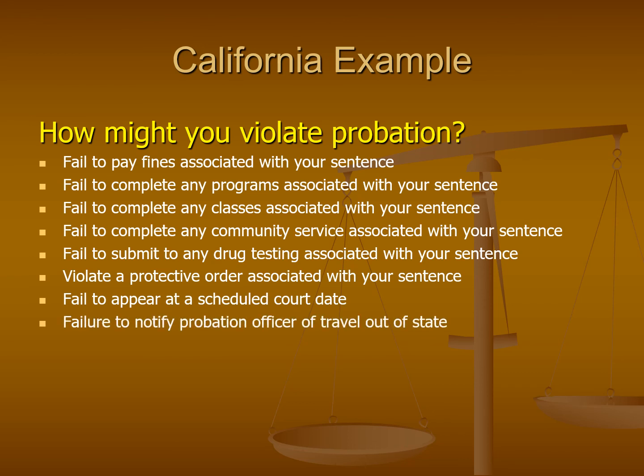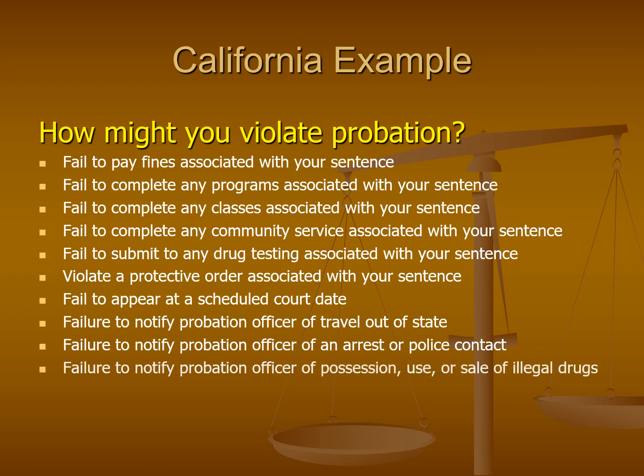Also, failure to notify your probation officer that you're traveling out of state, right? You need to let them know in advance. Sometimes you're even limited to remaining within the county. Failure to notify a probation officer of an arrest or even a minor police contact if you were let go. You don't want your probation officer finding out that you were stopped and questioned by police. That doesn't bode well for you. Even if you weren't formally arrested, you need to let your probation officer know.